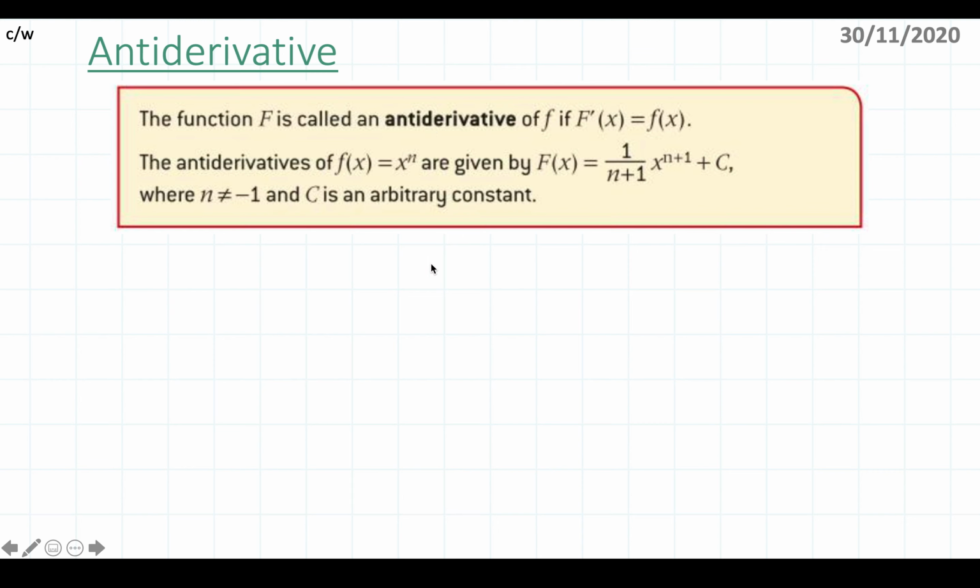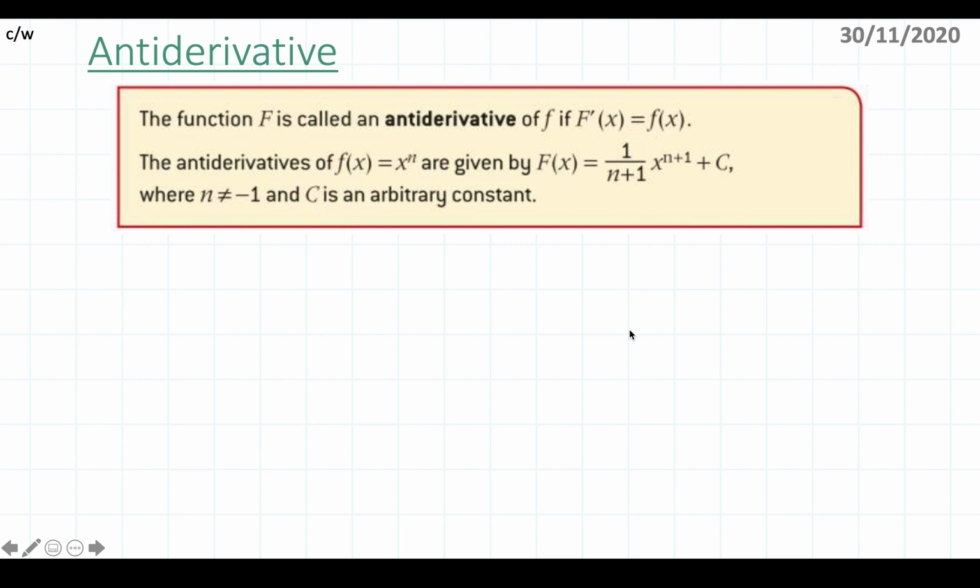Now, always remember antiderivative is just the opposite of deriving, so you're moving backwards. This is an informal definition of what we're going to look at now. So, for example, if my function is x to the power of n, moving backwards, just think of the function that would derive to get it back to x to the power of n, and that would be increasing the power and dividing by n plus 1.